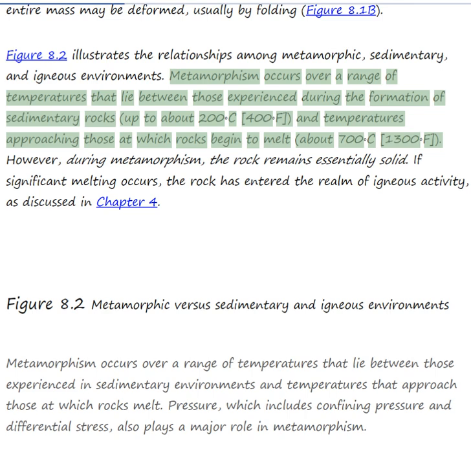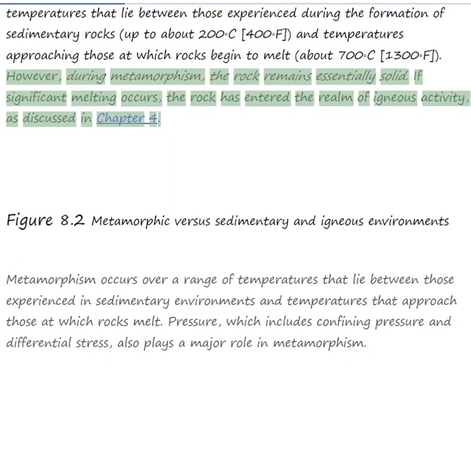Metamorphism occurs over a range of temperatures that lie between those experienced during the formation of sedimentary rocks and temperatures approaching those at which rocks begin to melt. However, during metamorphism, the rock remains essentially solid. If significant melting occurs, the rock has entered the realm of igneous activity, as discussed in Chapter 4.